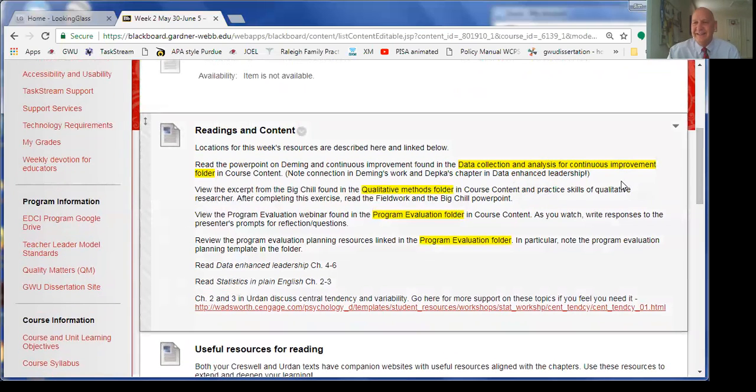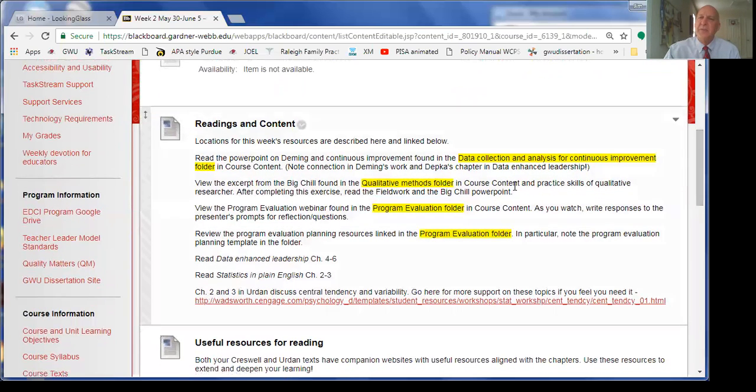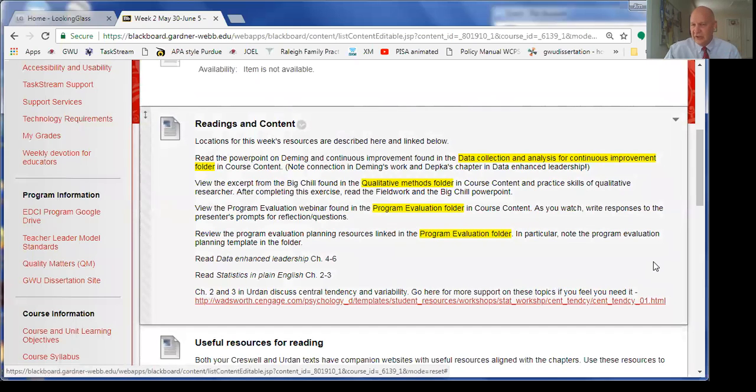Do look at the PowerPoint on Deming and continuous improvement. I'm going to give you a quick overview on that stuff when we get together June 9th, but take a look at the Deming PowerPoint, please. Open the qualitative methods folder over in the resources and do skim that stuff. But I'm going to show you the Big Chill segment. We're going to look at that as qualitative research and do an activity with it. So take a look at it, but don't do any of that stuff just yet.